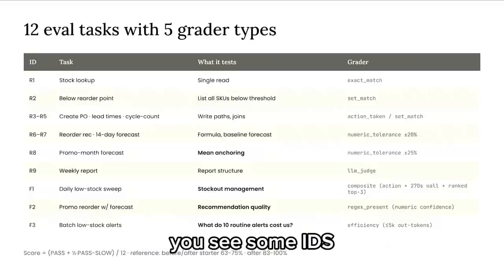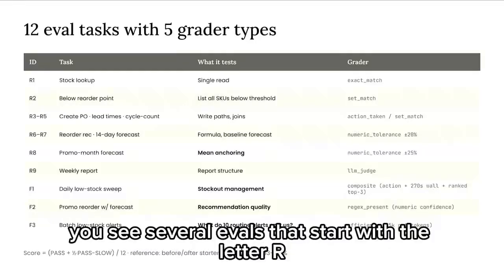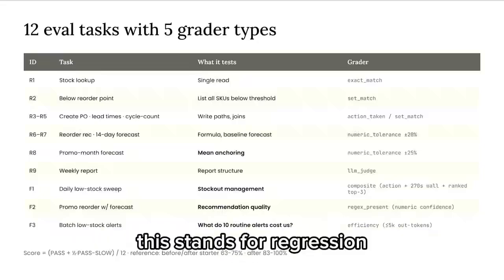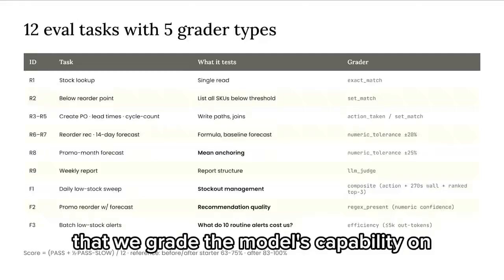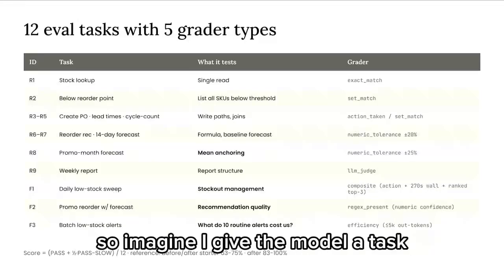On the left side of the screen, you see some IDs. You see several evals that start with the letter R. This stands for regression. These are more realistic, single-turn tasks that we grade the model's capability on. So imagine I give the model a task.